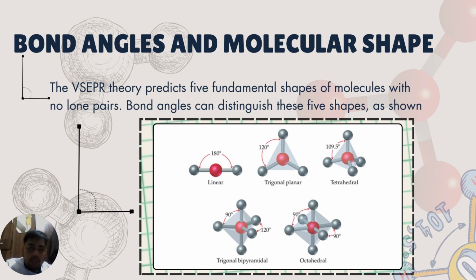109.5 degrees bond angle is called tetrahedral, and the one with 120 degrees and 90 degrees bond angles is called trigonal bipyramidal, and the one with 90 degrees in all of its bond angles is called octahedral.